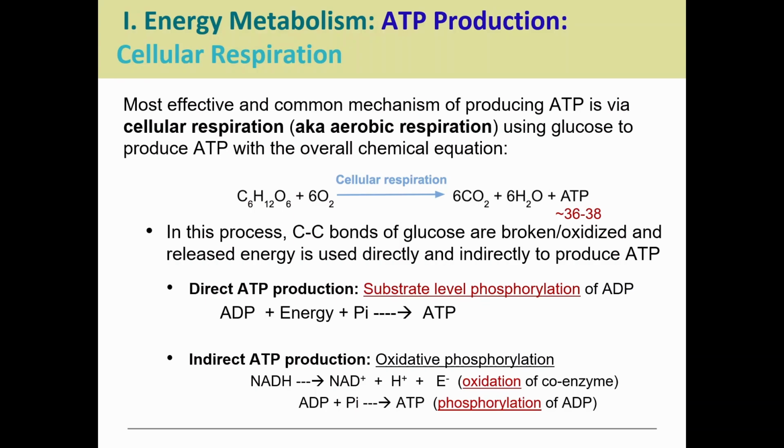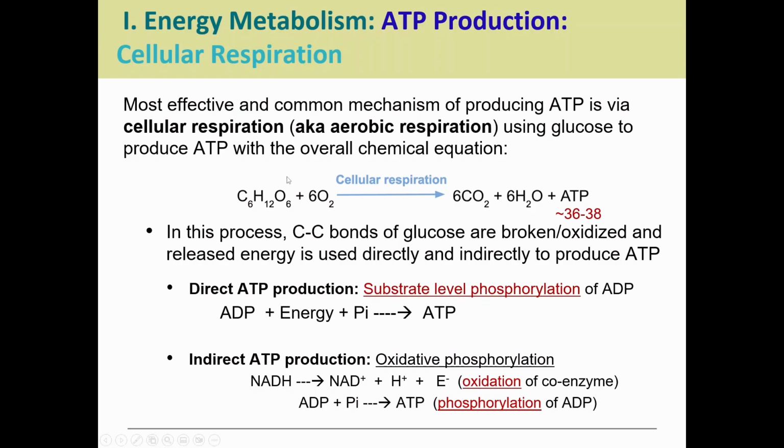But the one that's really most effective and most common, especially when we're looking at eukaryotic cells that have mitochondria, is cellular respiration. This is also known as aerobic respiration because it requires oxygen at the end. So we're basically going to start with glucose, and we're going to break glucose down, and in that process produce ATP.